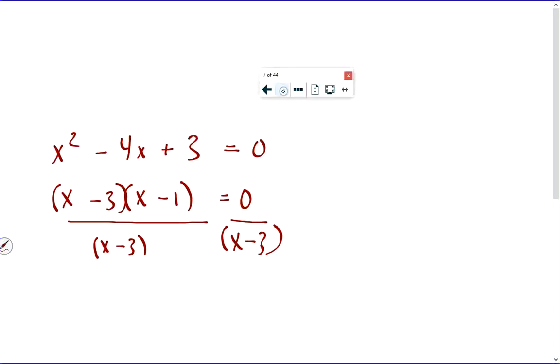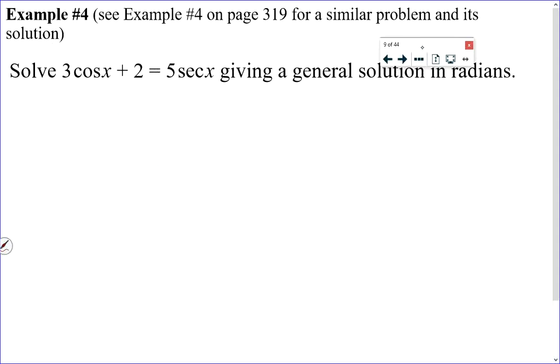All right, we have one last example to do. Number 4. 3 cos x plus 2 equals 5 secant of x, and we want a general solution in radians. What should we do? And most of the time with these equations, the issue is that you've got different types of trig ratios, and we don't want different types.